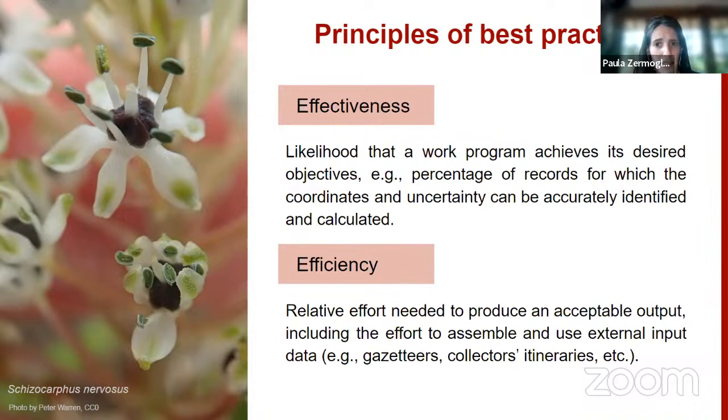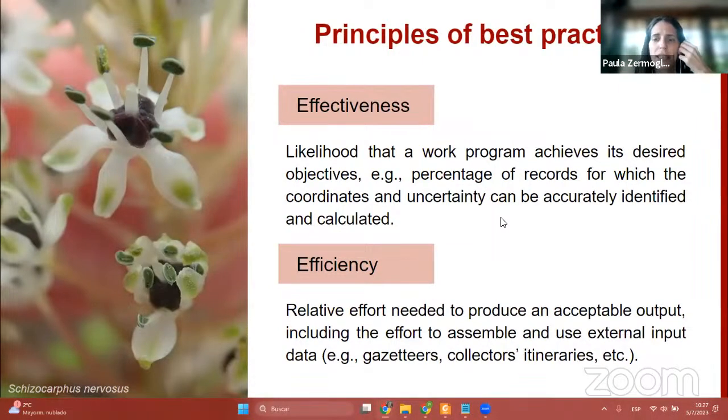The next principle is effectiveness. Here we're thinking more about a georeferencing project or program, and effectiveness is the likelihood that a work program achieves its objectives, right? So, for example, if we are georeferencing a data set, it is how many of those records in the data set can actually be accurately georeferenced, or for how many can we provide coordinates and uncertainty. Then there is efficiency, and efficiency is related to the effort that we need to put in to produce an acceptable georeference in this case. And this is very much related to what we were talking about, resources available, just a moment ago.